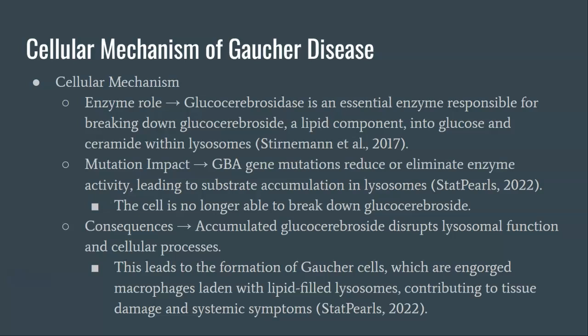This leads to substrate accumulation within the cell's lysosomes, as the cell is no longer able to effectively break down glucocerebroside. This accumulation of glucocerebroside disrupts lysosomal function and other cellular processes. This overall mutation is what leads to the formation of Gaucher cells. Gaucher cells are engorged macrophages laden with lipid-filled lysosomes, which contribute to tissue damage as well as systemic symptoms.